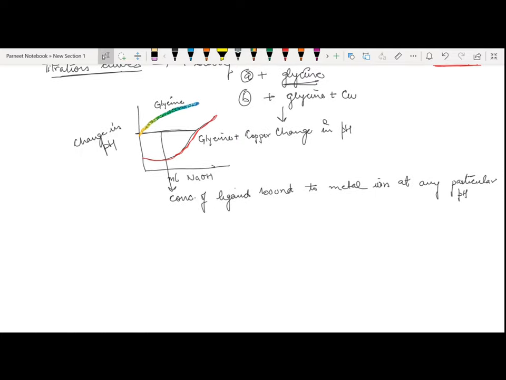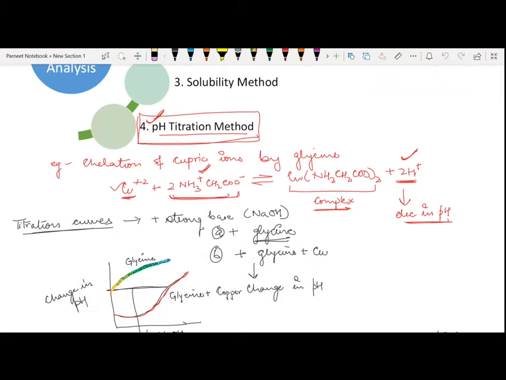So if we try to calculate the two important parameters for my complex generation, first, the ratio in which my ligand is binding with the metal ion, and second, the stability constant for the complex. You can easily understand from this equation that one molecule of metal is binding with two molecules of glycine.